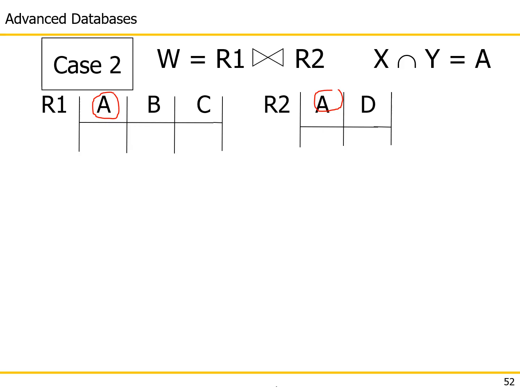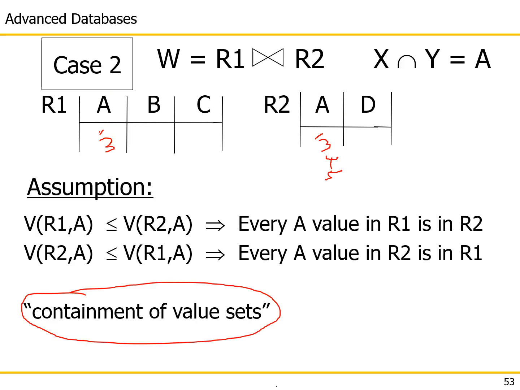Now, in case 2, there is a common column between R1 and R2. As you see in these lecture slides, it's going to be this A and this A. That's why I have the same letter. So I'm joining the two tables, R1 and R2, on A. Okay? How does this work? Here, we have to go back to database 1 and remember this concept that's called containment of value sets. Okay?